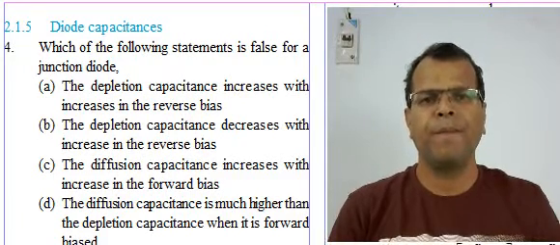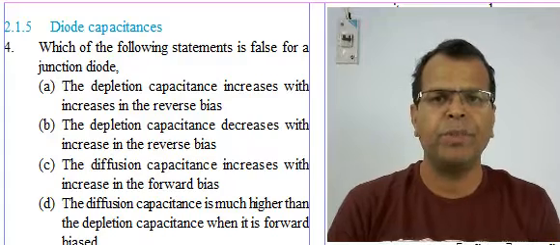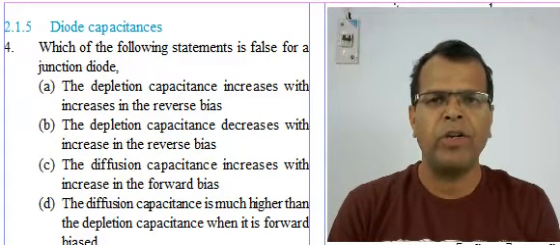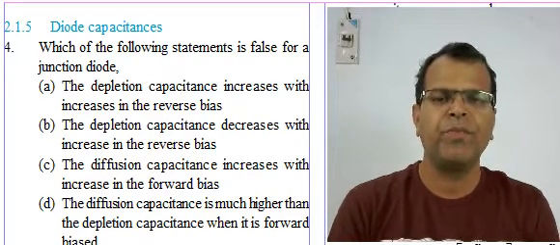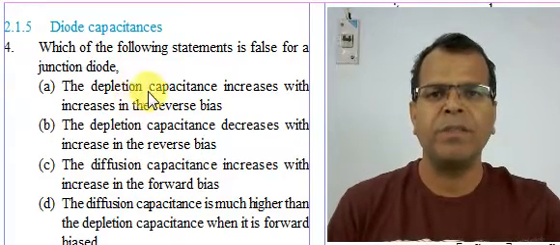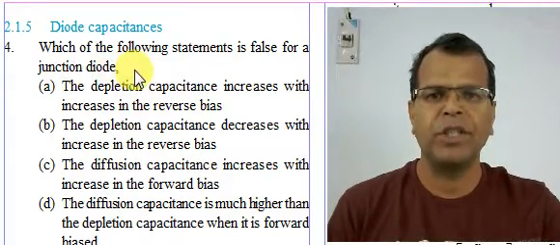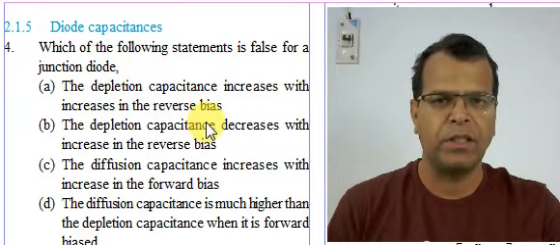Hello friends, now let us see the previous year GATE questions which appeared on the topic of diode capacitances. The theoretical session I have already taken in my previous videos. So let us see the first question. Which of the following statements is false for a p-n junction diode? The depletion capacitance increases with increasing reverse bias.